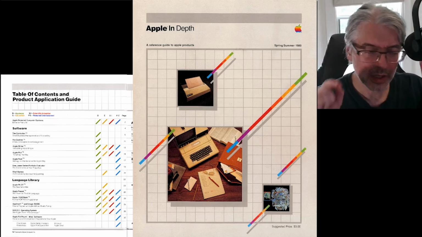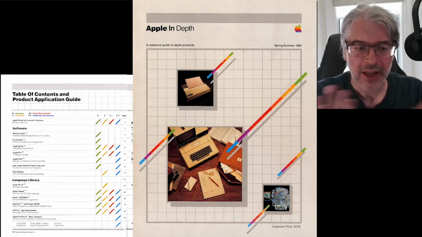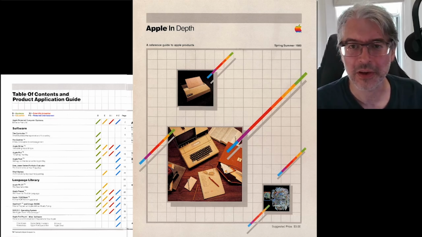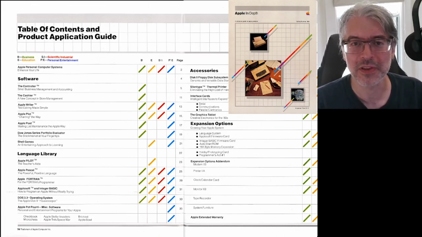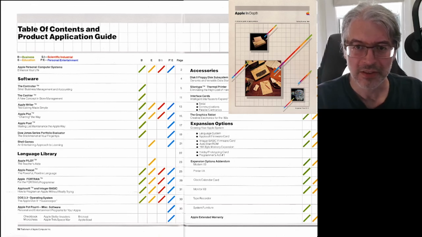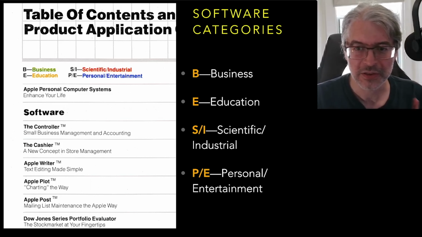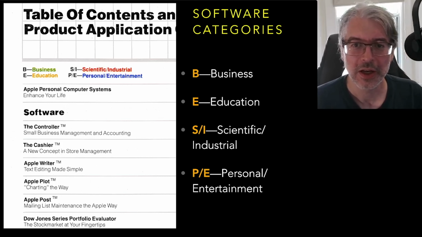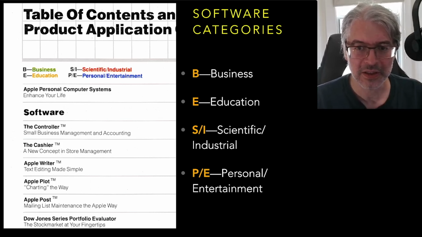This is the spring summer 1980 Apple In-Depth catalog. So this one has all those same things, but with usually quite a bit more description. And one of the things that I wanted to point out about this was really only just this part of the table of contents, which is that they've categorized all of their software into business, education, science, industrial, and personal and entertainment. So B series, E series, SI series, and PE series.